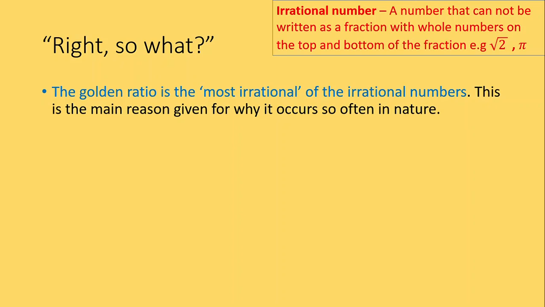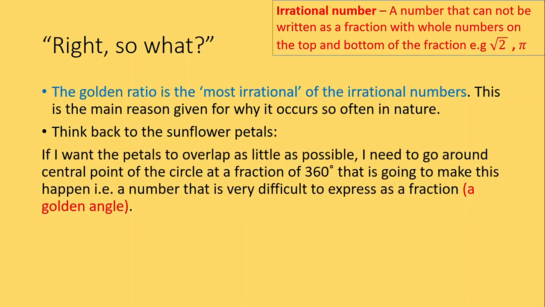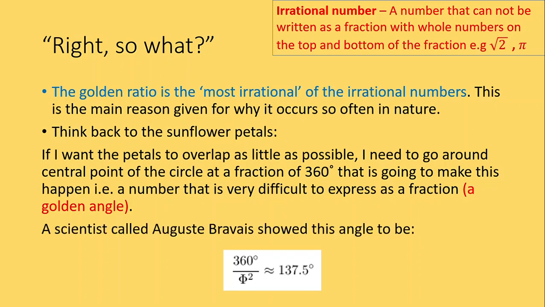So if you think back to that sunflower petal example that I showed you, if you want the petals to overlap as little as possible, then you need to go around the centre point of that circle at some fraction of 360 degrees that is going to make that happen. So you want a number that is very difficult to express as a fraction, because they're not going to overlap as much. So this angle would be the golden angle. And from that, at the bottom of your screen, that calculation shows it to be 137.5. So now we know why that occurred.